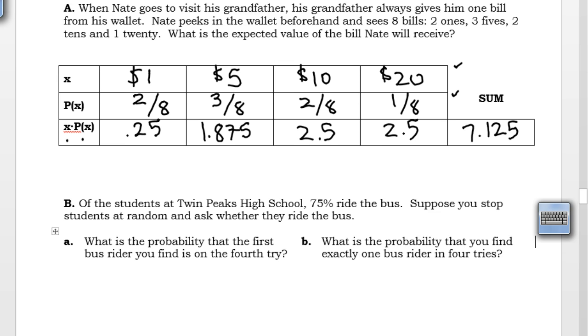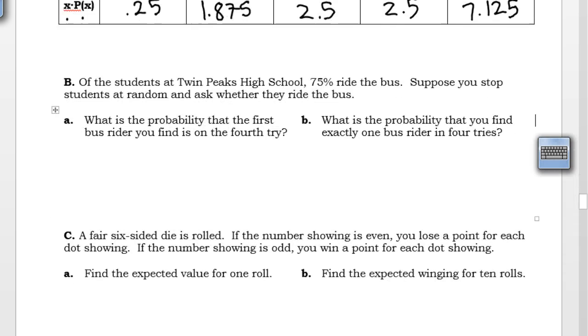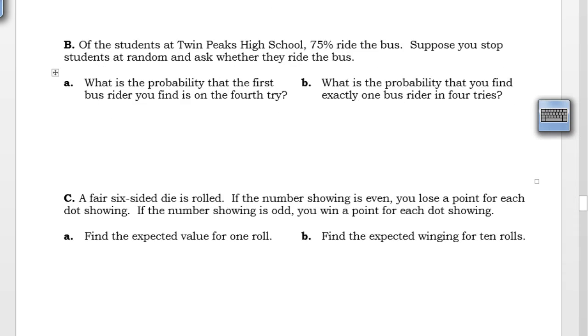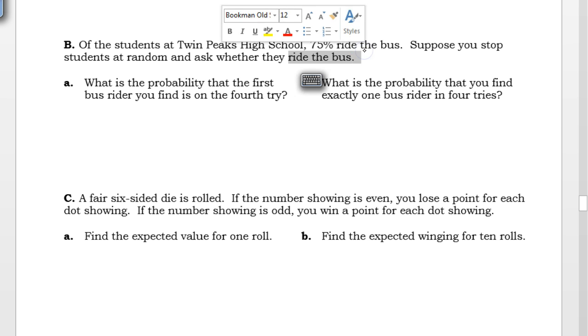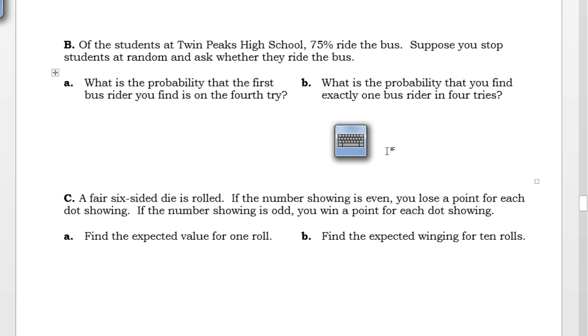The next example says, of the students at Twin Peaks High School, 75% ride the bus. Suppose you stop students at random and ask whether they ride the bus. What is the probability that the first bus rider you find is on the 4th try? Well, I know 75% ride the bus, so my first question is what percent don't ride the bus? 75% ride the bus, 25% do not.